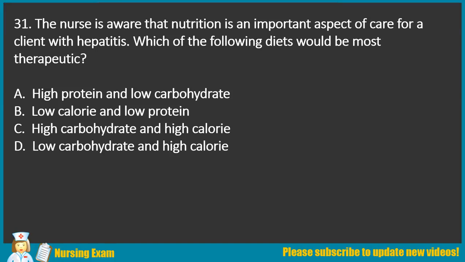Question 31. The nurse is aware that nutrition is an important aspect of care for a client with hepatitis. Which of the following diets would be most therapeutic? A. High protein and low carbohydrate. B. Low calorie and low protein. C. High carbohydrate and high calorie. D. Low carbohydrate and high calorie.